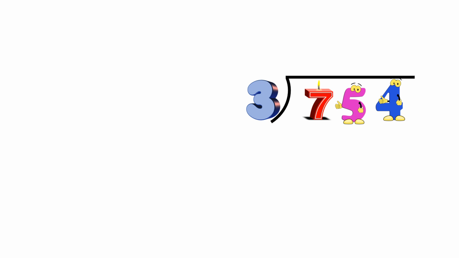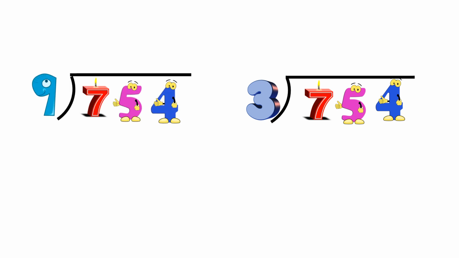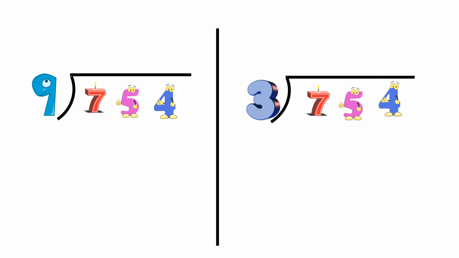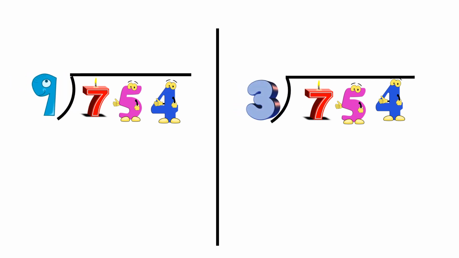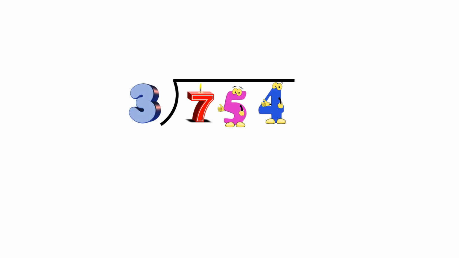And in this video we are going to do two long divisions. The first one is 754 divided by 3, and the second one is 754 divided by 9. In these two examples we have the same dividend but different divisors. So we will divide the triple digits number by a single digit number. Let's start with the first example.